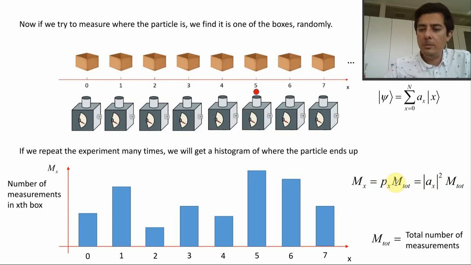And the probability is supposed to be the modulus square of this coefficient here. Say you ran it 1,000 times, so this m tot would be 1,000 in my example. If this probability was something like 0.1, then you'd say I got 100 counts in box number 0, and maybe this one is like 180 or something. Okay, so that's basically what would happen. So what we've got here is some kind of probability distribution, but this still hasn't really answered the question of where is the particle.